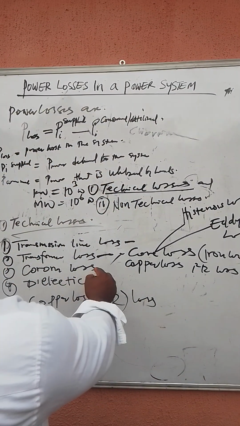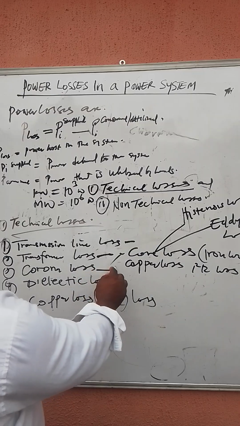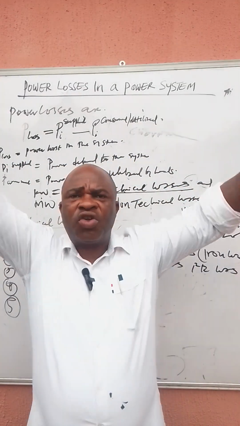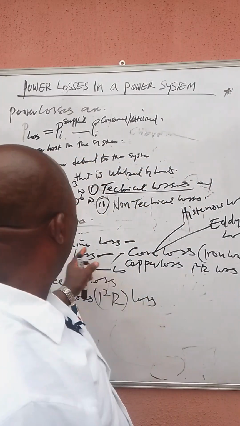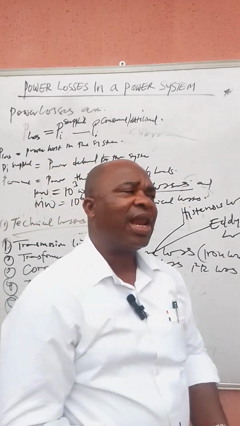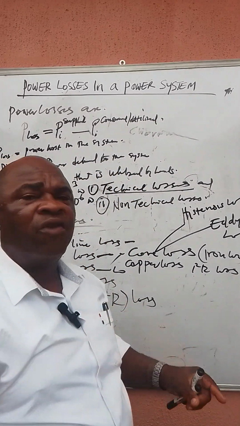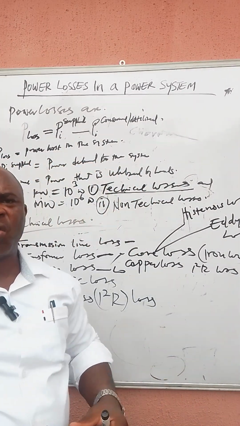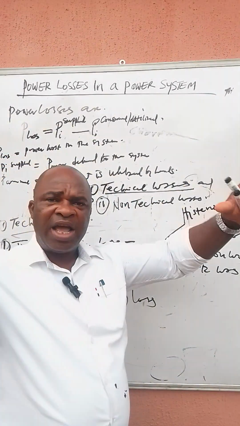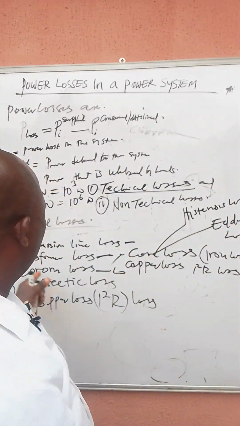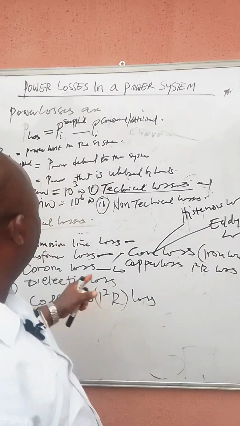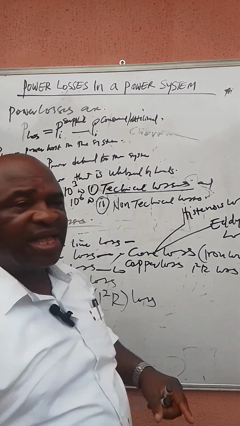Now, we will go to corona loss. Where does corona normally occur? Corona occurs on a high voltage transmission line as a result of the electric field surrounding the conductor, or the movement of electrons on that line. When it ionizes the surrounding air, we say that corona has taken effect.